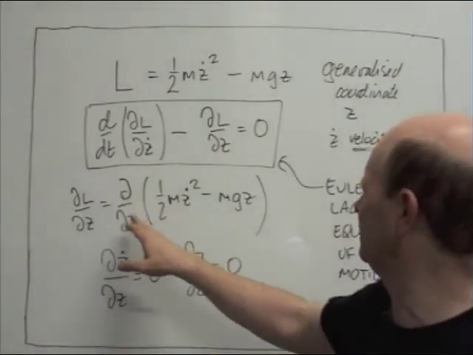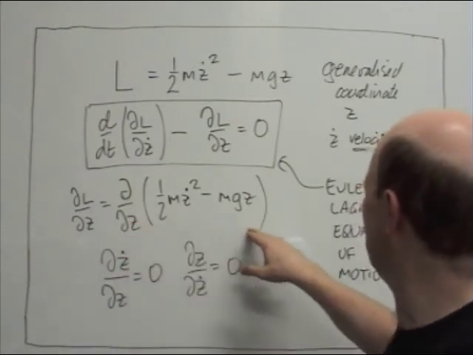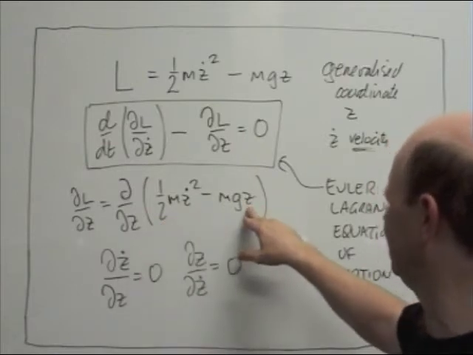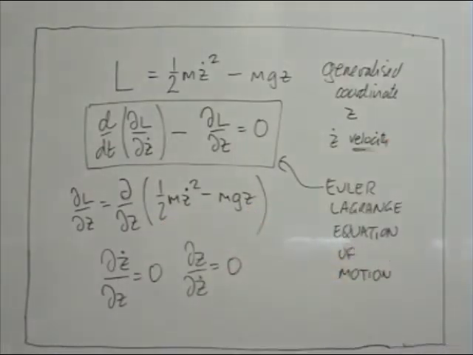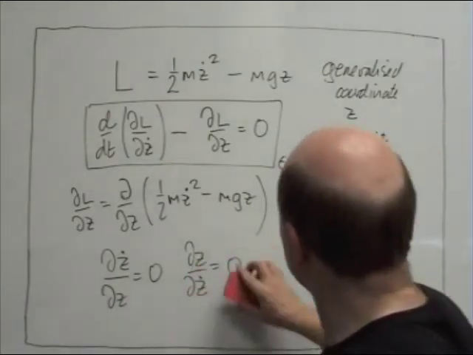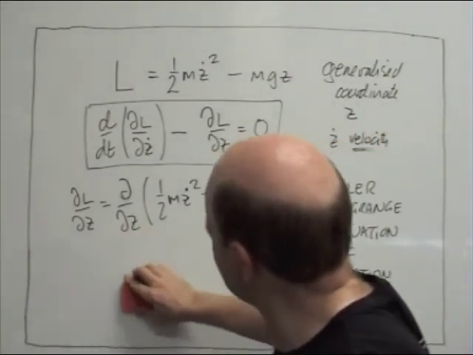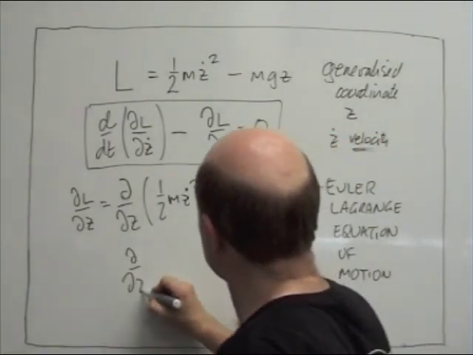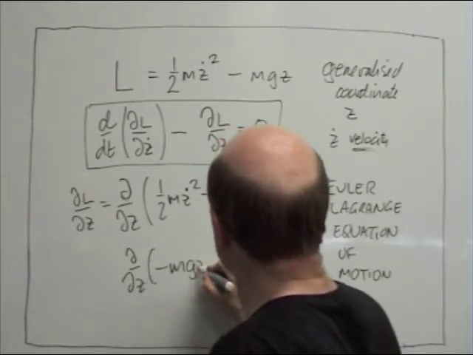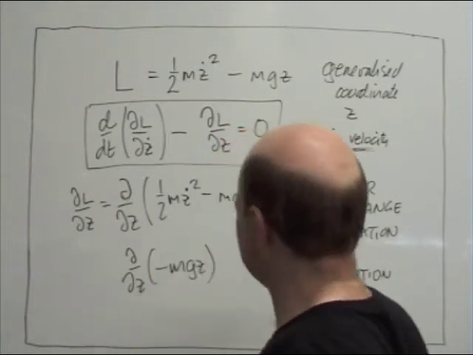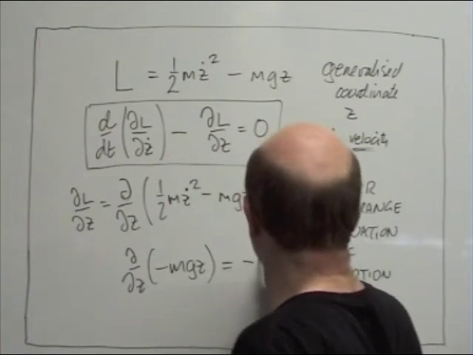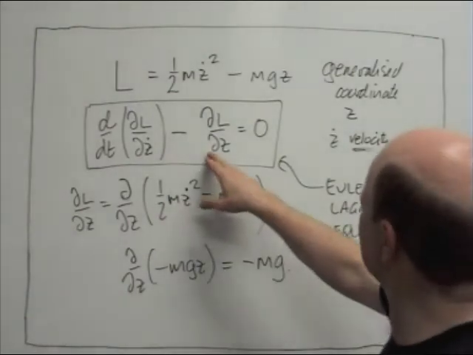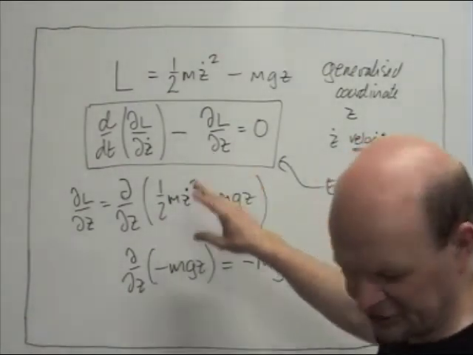So if I do the partial derivative with respect to z of this whole expression, the only z that's in here on its own that isn't a z dot is the one at the end. It's the one in the minus mgz. So that partial derivative completely ignores the 1/2 m z dot squared term and just goes straight on to the minus mgz, and so you get partial with respect to z of minus mgz, but partial with respect to z of z is just 1, so that's just minus mg. So the partial of L with respect to z term is just minus mg.